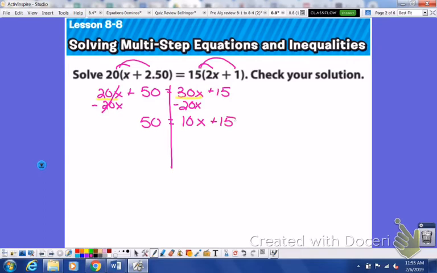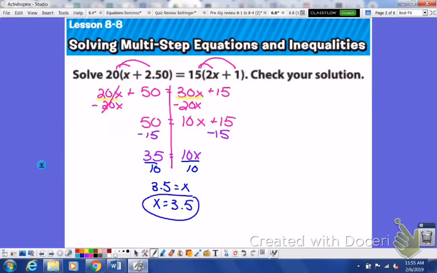Okay, well since I move my variables to the right, that means I have to move my constants to the left. So subtract 15 from both sides. 50 minus 15 gives us 35 equals 10x. And now we're down to that last step. Divide both sides by 10. And we get 3.5 equals x. If you have moved your variables to the left, constants to the right, you should end up with the same answer. I know you guys like to write it with the x first, so x equals 3.5.